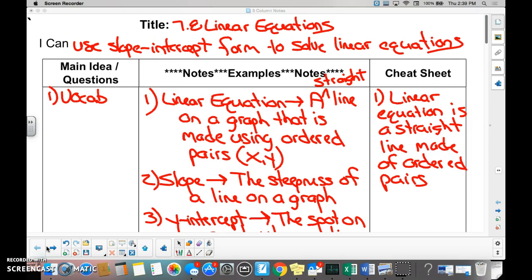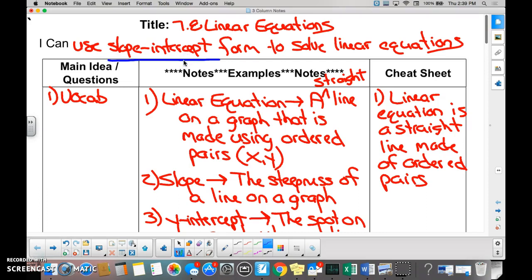Linear equation. I can use slope and intercept form to solve linear equations. So you guys, before we go any further, thank you, Miriam. What is another name for slope-intercept form? Everybody.